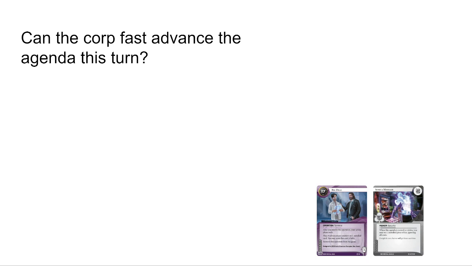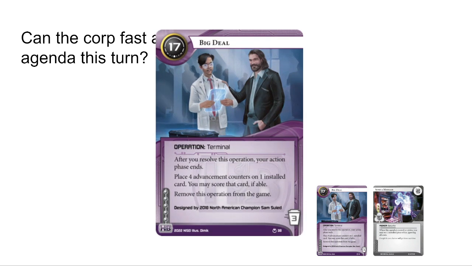All right. Can the corp fast advance the agenda this turn? Now, this last one involves this card, Big Deal. So if you're not familiar with Big Deal, it has a bunch of different wacky things. It ends your action phase. It puts 4 advancement counters all on the agenda all at once, and it says you may score that card. It gives you a special ability to score the card. And so it's a really powerful card because it puts 4 advancements on a card for 1 click, which lets you score stuff like Send a Message by going install, advance, Big Deal, 4 more advancements, I'll score it. Yes, please. So that's what we're dealing with.